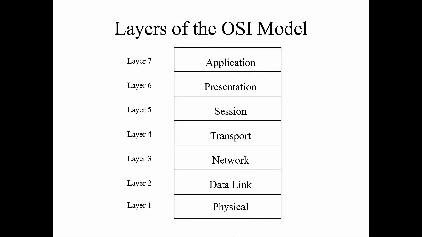Remember our 7 layers of the OSI model: application, presentation, session, transport, network, data link, and the physical. Those are our 7 layers.